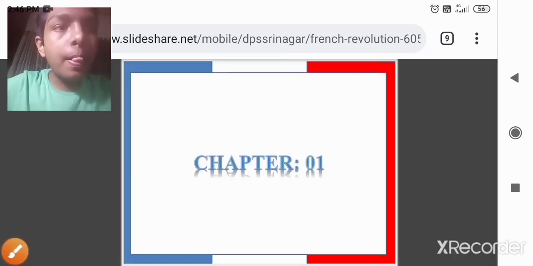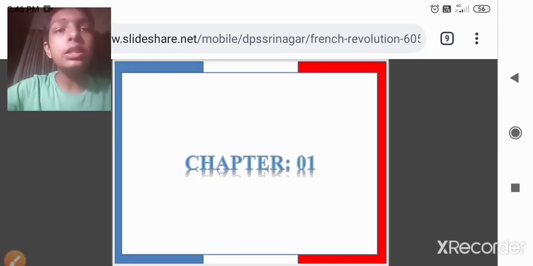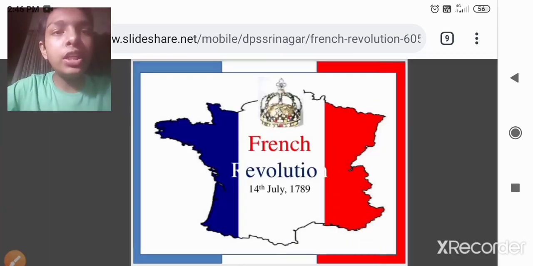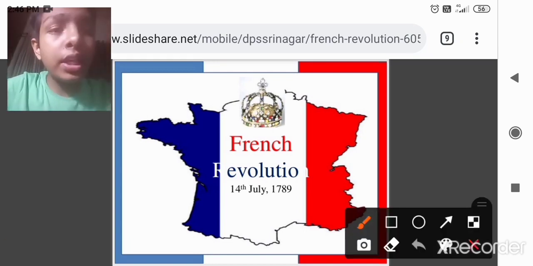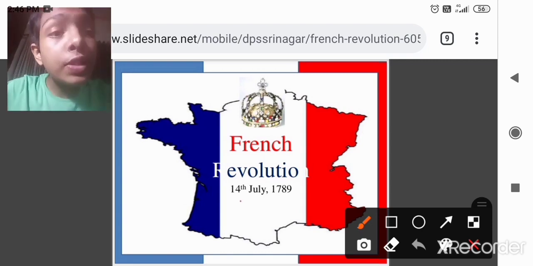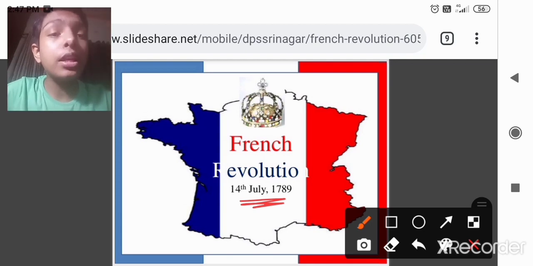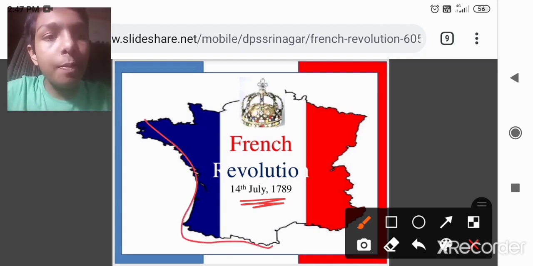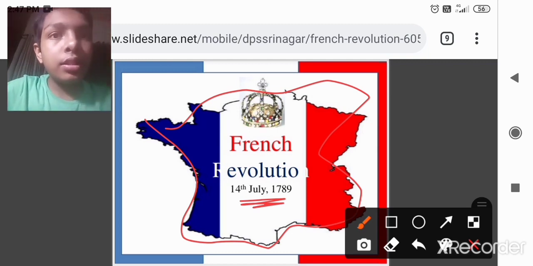So today we are going to start with the first chapter, that is the French Revolution. The very important date given here is when the French Revolution started. The French Revolution started in 1789. Remember this date, this is the most important one, right? And this is the whole map of the France region. Remember this: 1789 and 14 July.